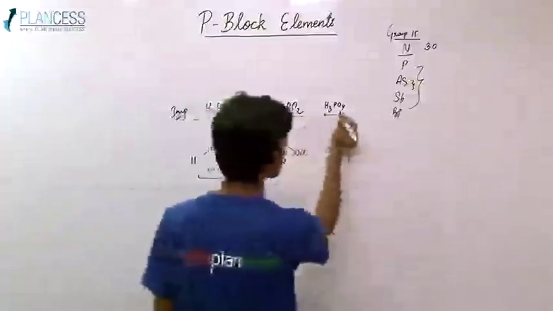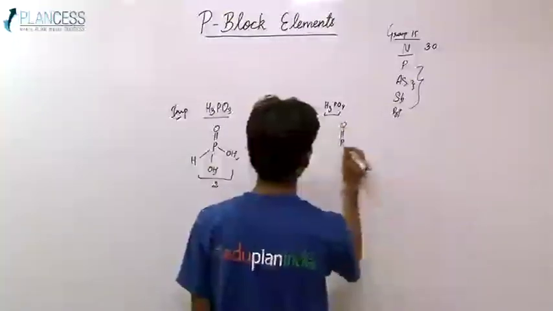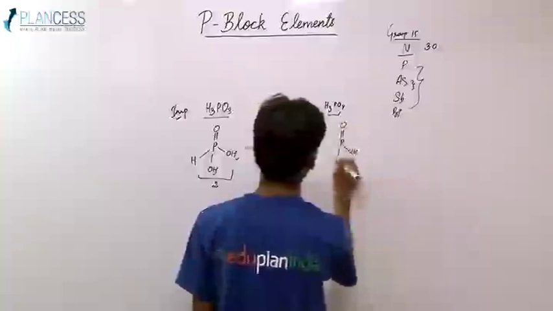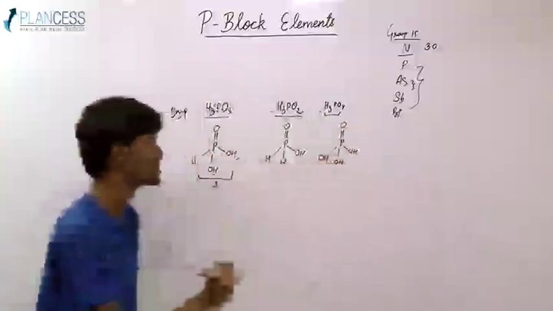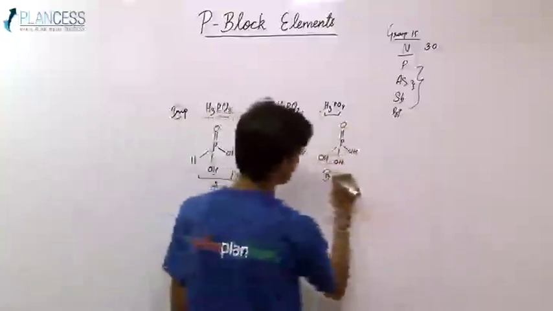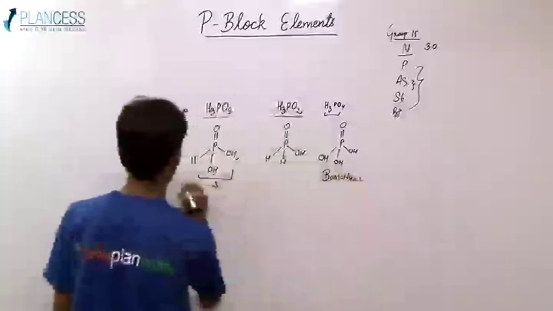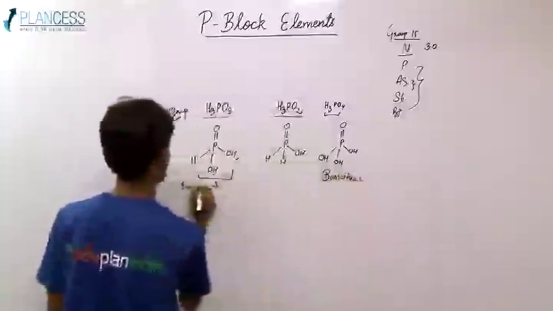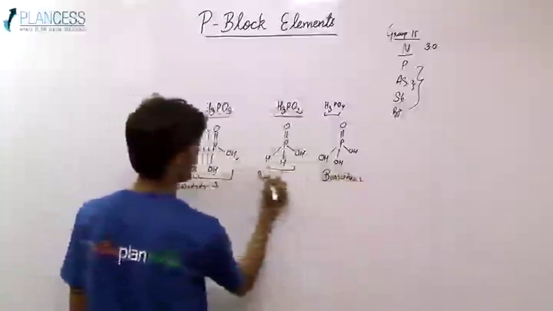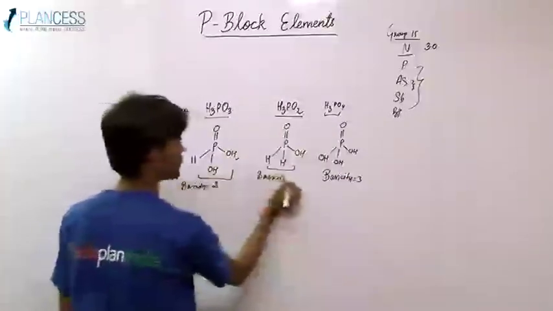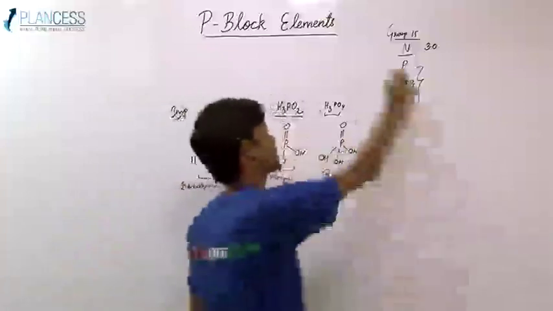However, for H3PO4 the basicity is 3. Its structure would be something like P double bond O, OH here, OH here, and OH here. So it has all 3 hydrogens available for deprotonation. H3PO4 has basicity 3, H3PO3 has basicity 2, and H3PO2 has basicity 1. So this was all about the oxy acids of phosphorus. Now these were the important compounds of nitrogen and phosphorus.